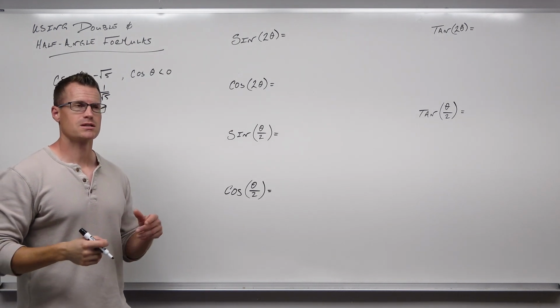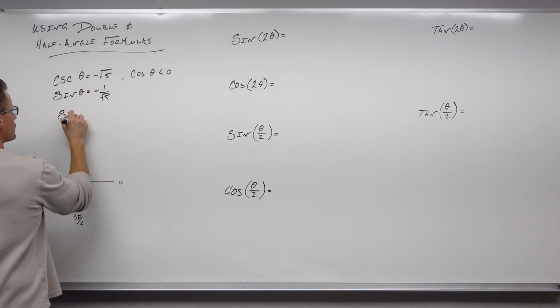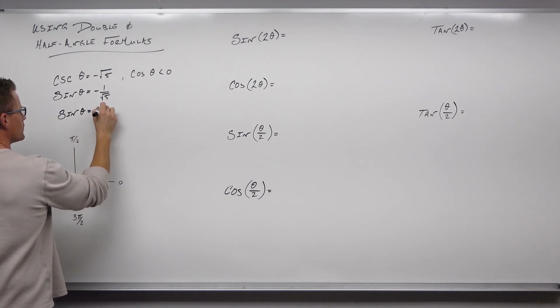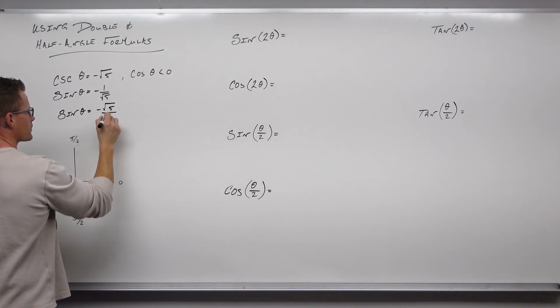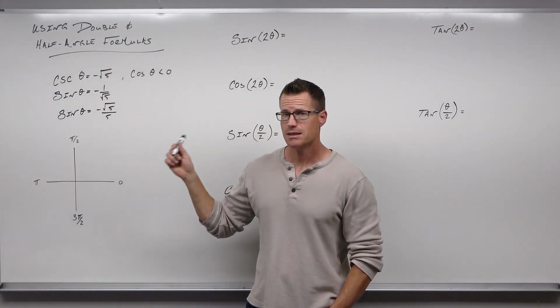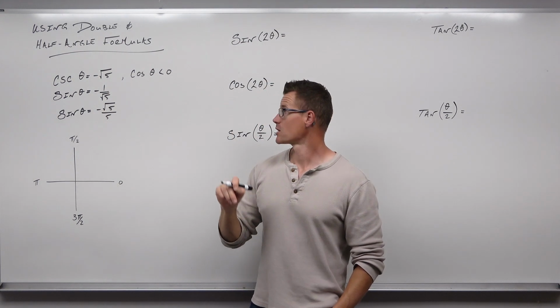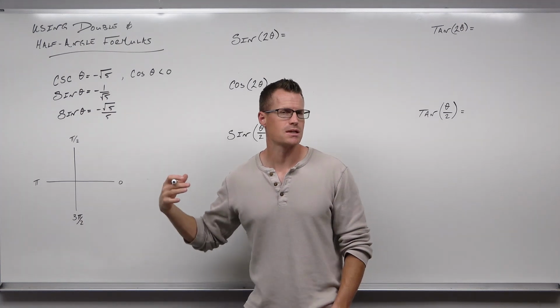If we rationalize, that's going to be negative square root 5 over 5. So what have they just told you here? They've told you that sine is negative. Furthermore, sine of theta is negative square root 5 over 5. They've also told you that cosine is negative. Cosine is less than 0.